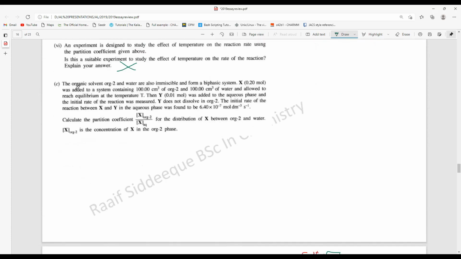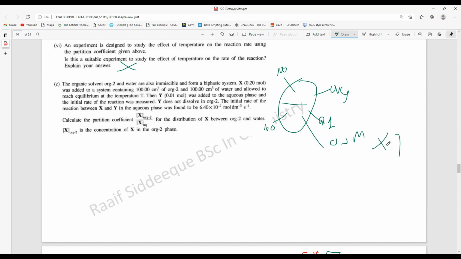Right, part C. The organic solvent, organic to water, was also immiscible. So this is another simple question. So again, I will take this as organic, and this is aqueous. 0.2 mole was added to the system containing 100 cubic centimeters. So this is again 100. This is also again 100 cubic centimeters. So they have added 0.2 moles of X here.